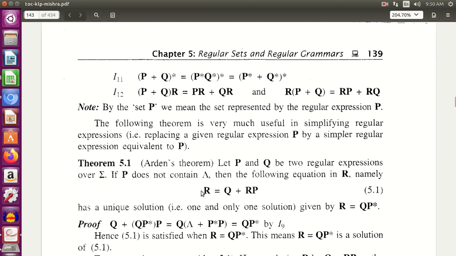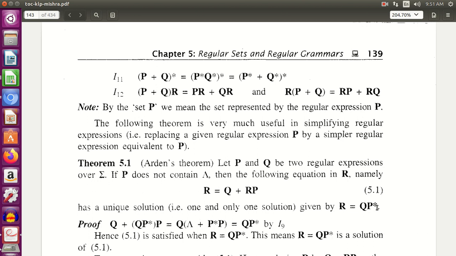This is the expression given to you, R is equal to Q plus RP. Arden's theorem says that if this is the equation, and P, Q are regular expressions, then this equation has a unique solution. And what is the unique solution? The unique solution is R is equal to QP star. We actually have the proof of this Arden's theorem in our syllabus.